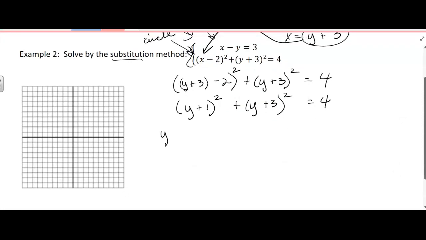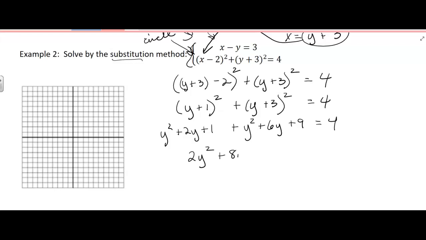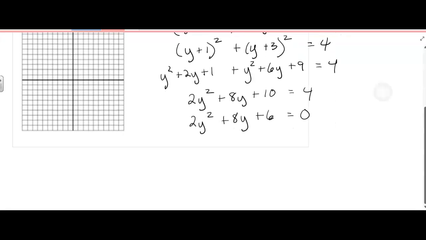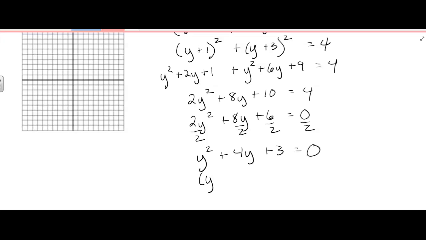So squaring a binomial, y squared plus 2y plus 1, that's what you get there, plus y squared plus 6y plus 9 equals 4. Okay, now gathering like terms, 2y squared plus 8y plus 10 equals 4. I can subtract the 4, so 2y squared plus 8y plus 6 equals 0. I think I'll go ahead and divide everything by 2 to make my numbers smaller. I'm allowed to divide both sides by 2, so I don't get any fractions. So I say, hey, this is okay with me. All right. And then I get y plus 3 and y plus 1 as factors.